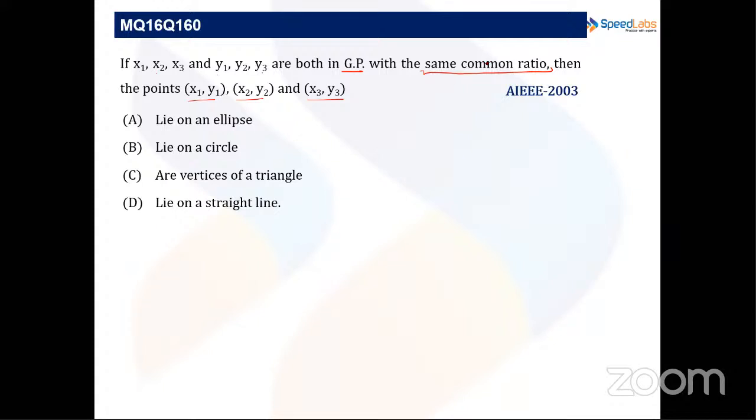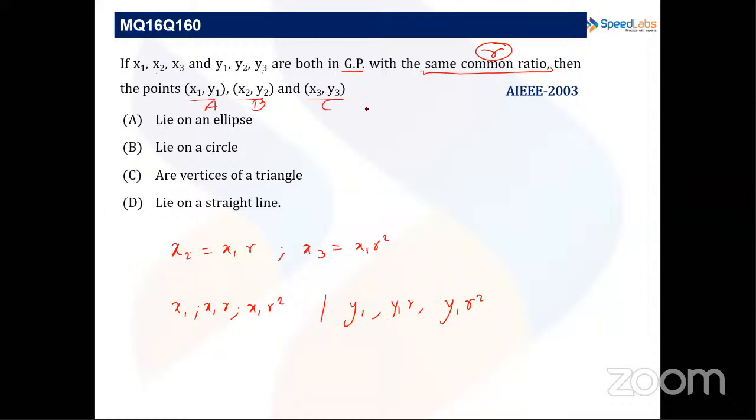Yep, it is D. So we are having x1, x2 and x3 in GP. Let's say that common ratio is R. So x2 would be x1 into R and x3 would be x1 into R square. So our x coordinates are x1, x1R and x1R square. And y coordinates will be y1, y1R and y1R square. So we are having these 3 points. Let's say A, B and C.